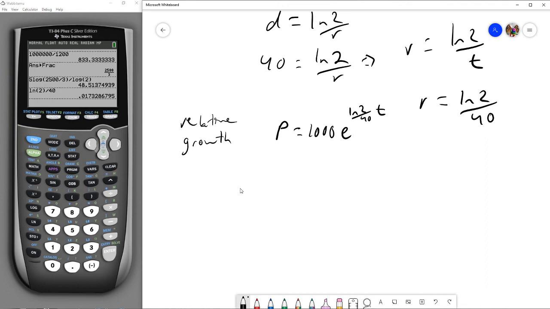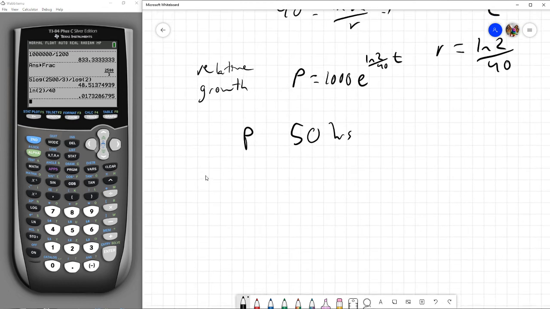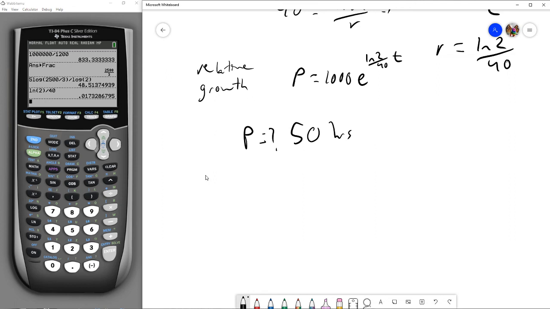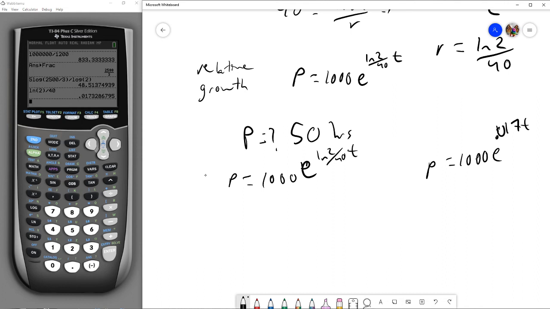So if I want to know the population, say 50 hours later, and if I used our correct value of natural log of 2 over 40, so e to the natural log of 2 over 40 times t, versus if I use this equation here where I rounded, let's see what the difference would be. So this would be 0.017t. So we have to plug in 50 in both cases.